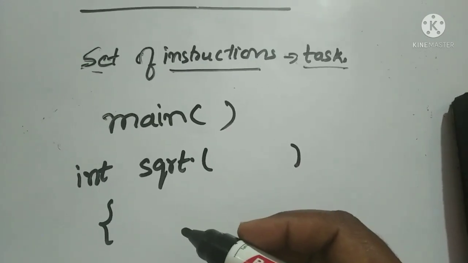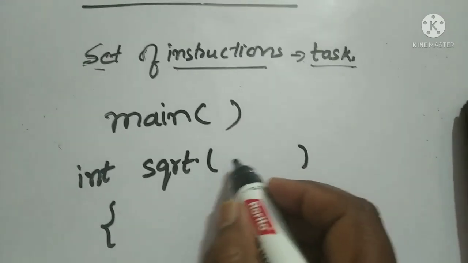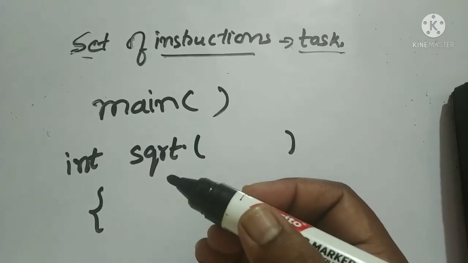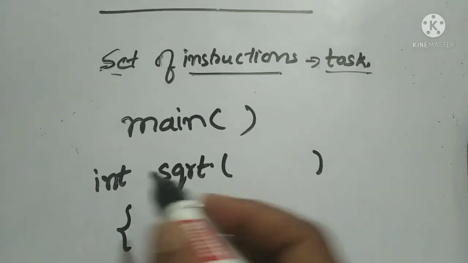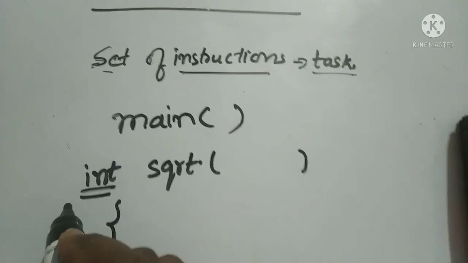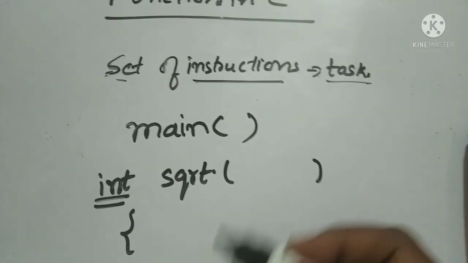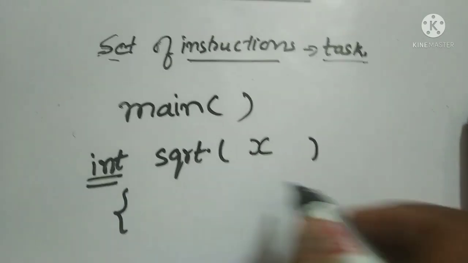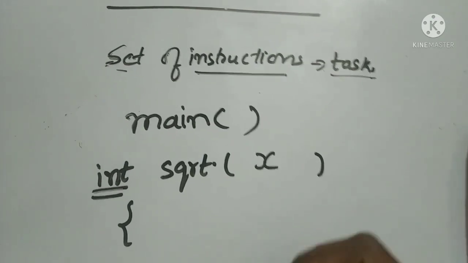In order to get the square root of a number, whatever variables we require, we have to write here. And whatever return value it is giving is indicated like this. It is returning an integer. So for the square root of a number, the input is some variable, and we write the program to get the square root of the number.